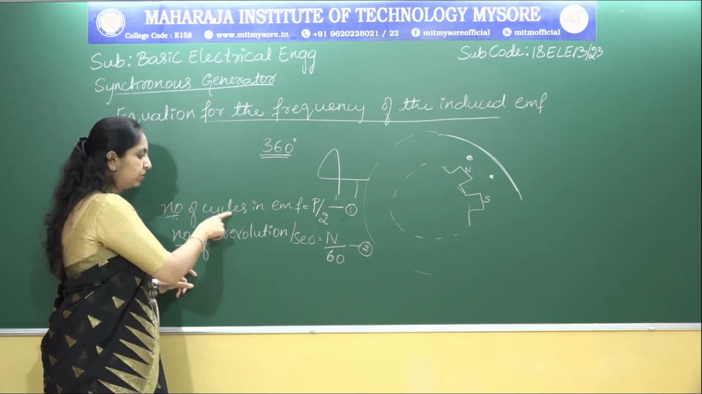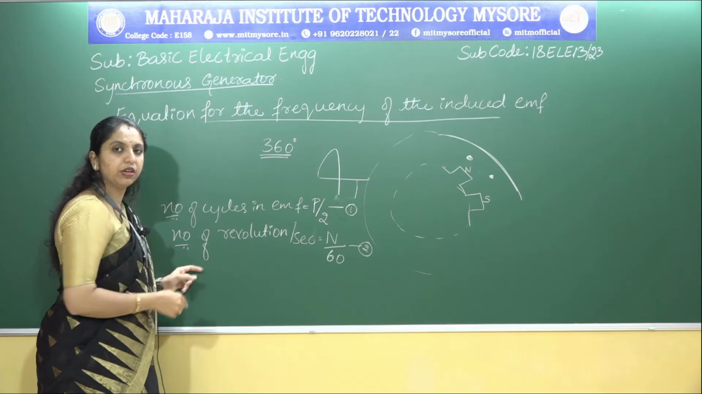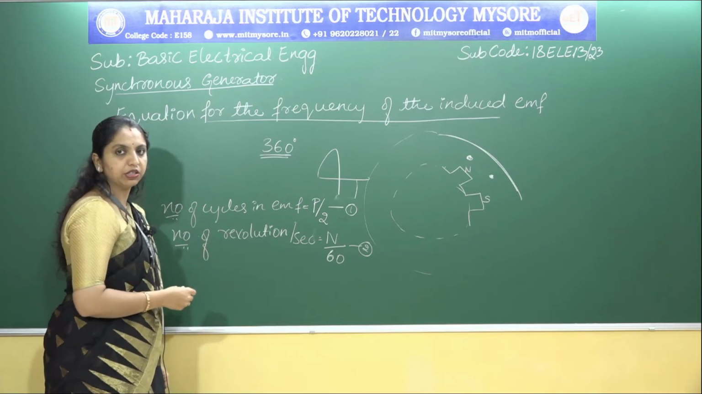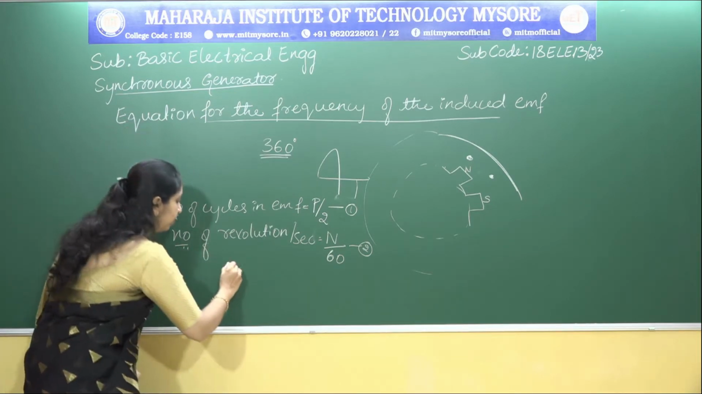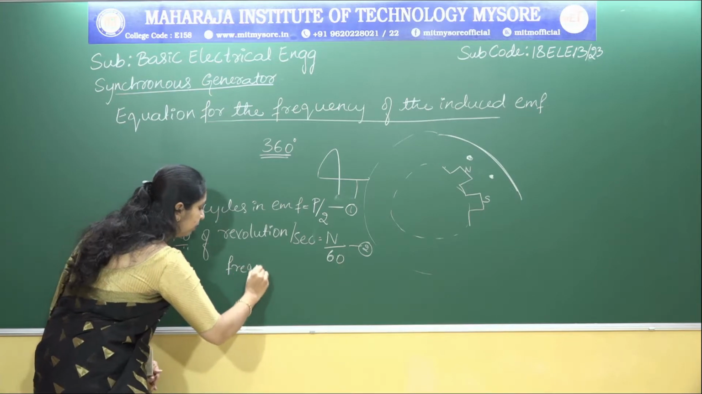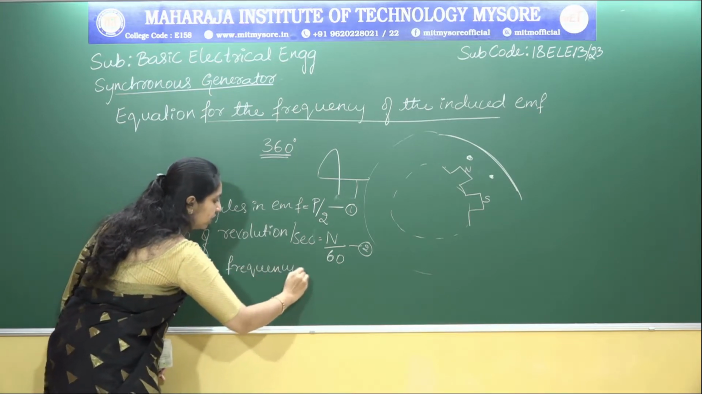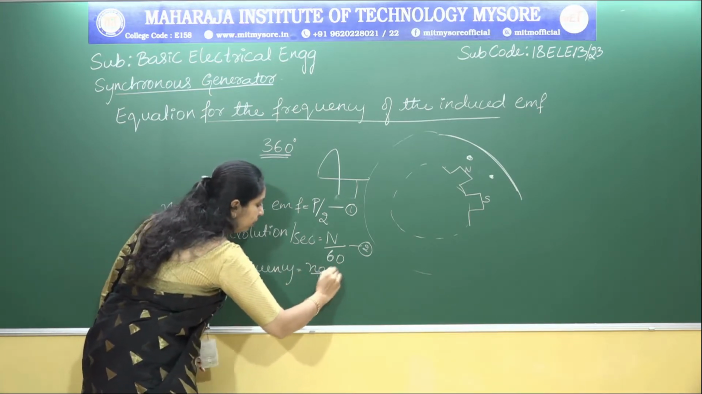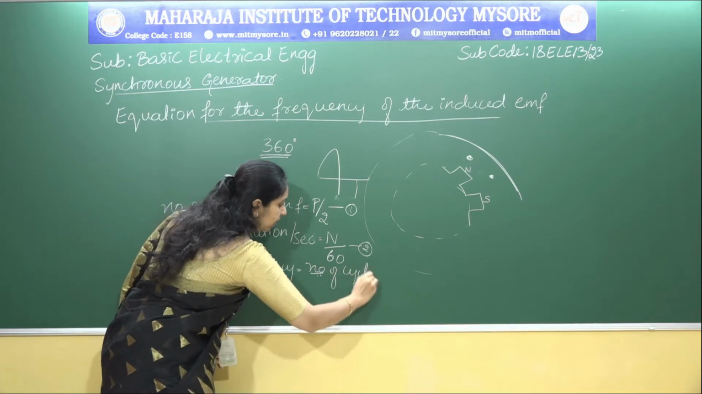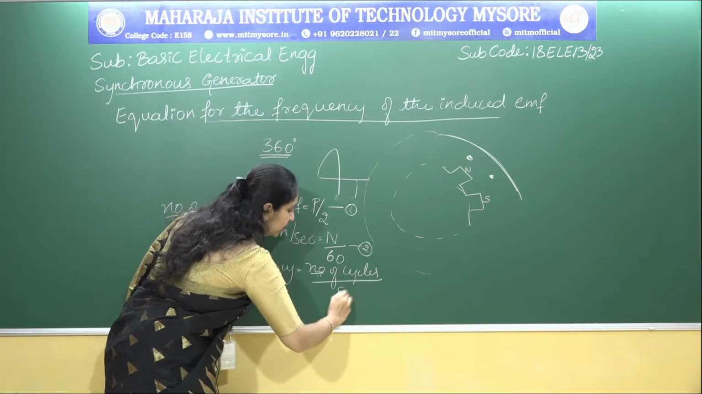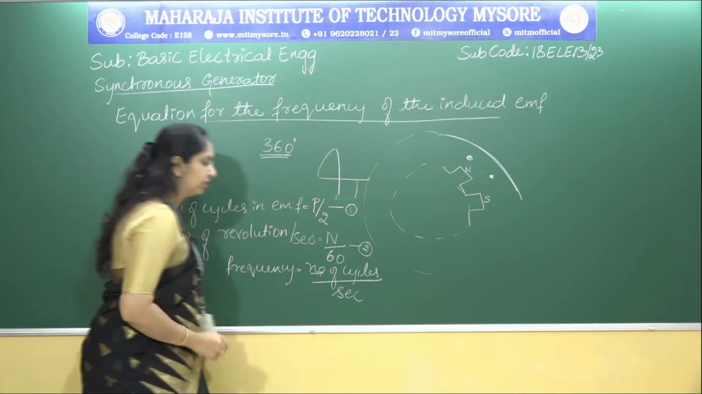Based on these two equations, we are going to derive the frequency equation. How do we define frequency? We know that frequency is equal to the number of cycles per second.